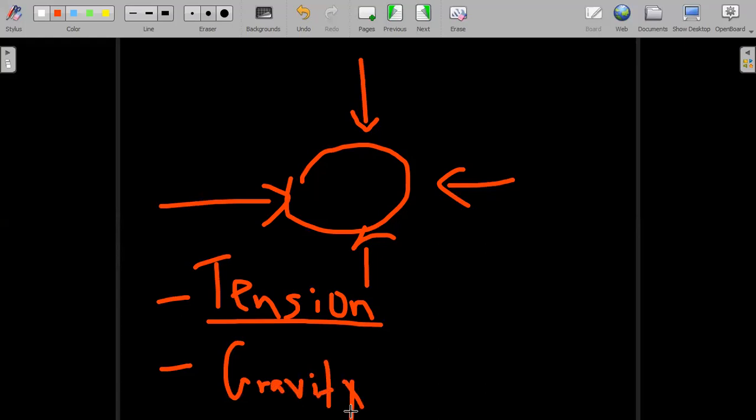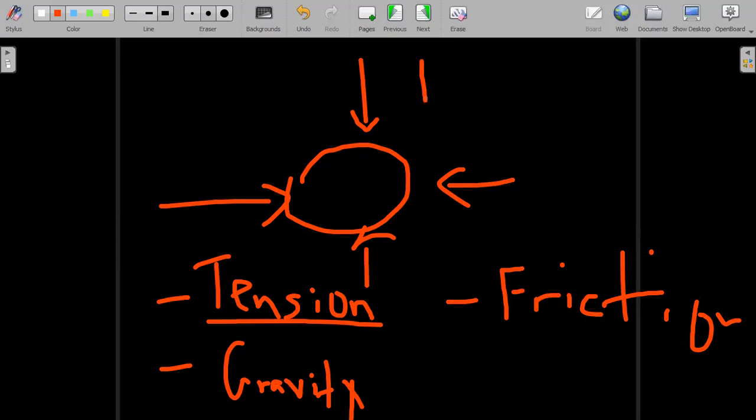Then the other type of centripetal force that we can talk about is friction. So when the car is moving around a bend, friction is providing what? The centripetal force. Okay. So generally the centripetal force is given by this formula.